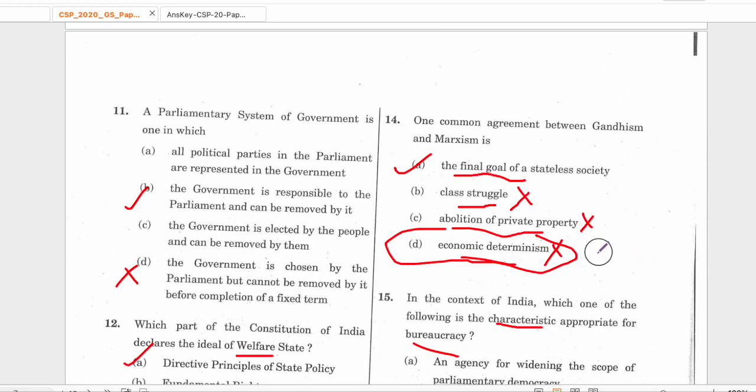Nothing like this was given by Mahatma Gandhi. Class struggle, he was never in favor of any kind of struggle. He was someone who believed in ahimsa. Abolition of private property, he was not such a person who wanted to abolish private property. He was a believer in the Jajmani system, the division of labor or caste system. So he was somewhat traditional in nature.